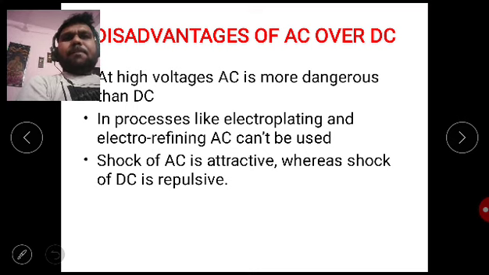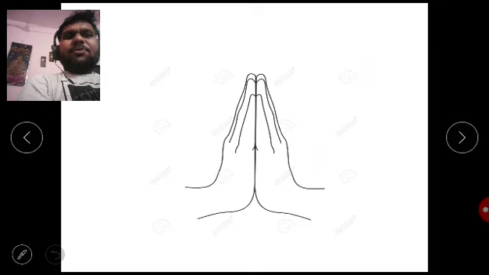Also, for processes like electroplating and electro-refining, AC cannot be used. What is electroplating? Electroplating is the process of depositing one metal over another metal. Electro-refining is the removal of impurities from metals. In both cases, AC cannot be used. Also, a third disadvantage of AC over DC is that the shock of AC is attractive, whereas the shock of DC is repulsive.